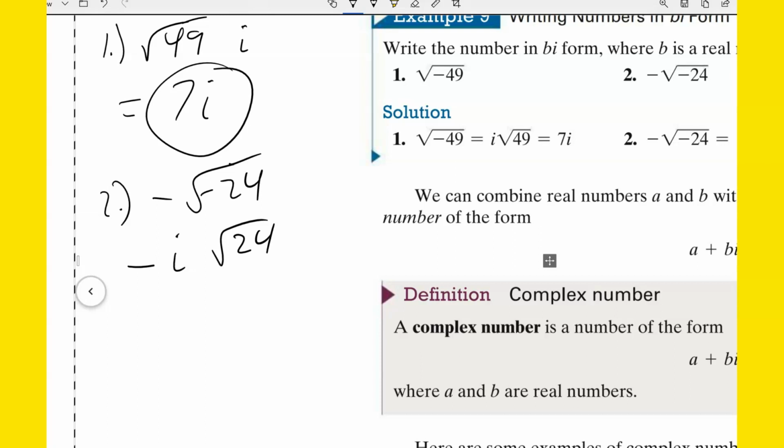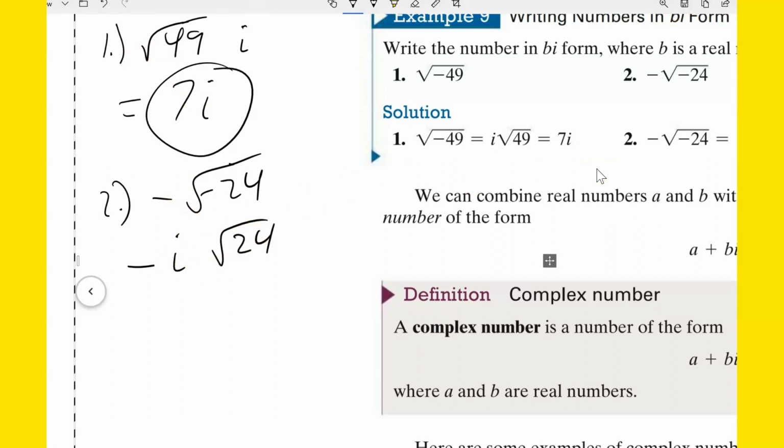In general, if you still have a radical, the i goes in front of the radical. If the radical breaks down to a regular number as a perfect square, then put the i after that regular whole number. So notice I put 7i here, but here I've got the i in front of the square root of 24.